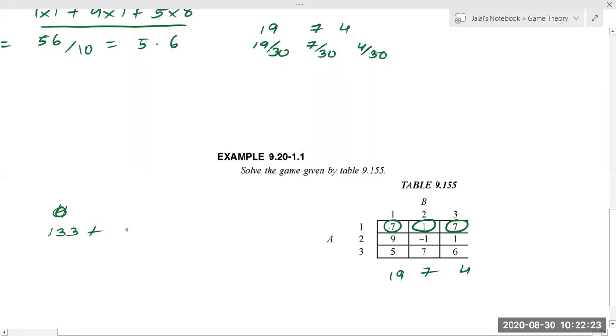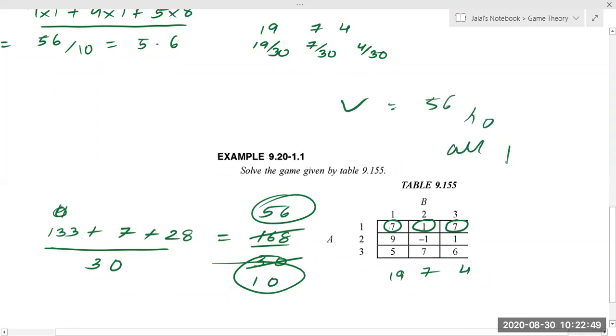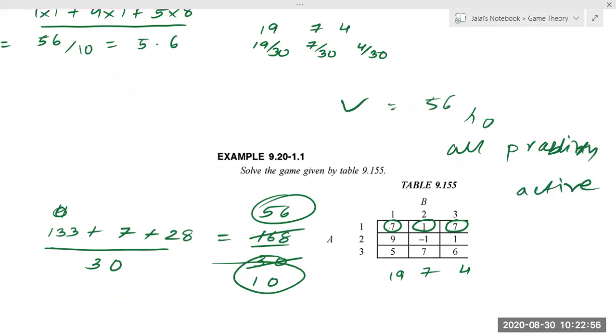Thank you. 7 into 1 is again 7, and 24 into 7 is 28 divided by 30, because 19 plus 7 plus 4 is 30. So now if you add it, this is 35, 133, 168 by 30. Try to find the multiples. 3 tens are, 3 fives are, 3 sixes are. See, again you are getting 56 by 10. Okay, so the value of the game is 56 by 10 with all the 3 probabilities active. Okay, all the 3 probabilities being active.